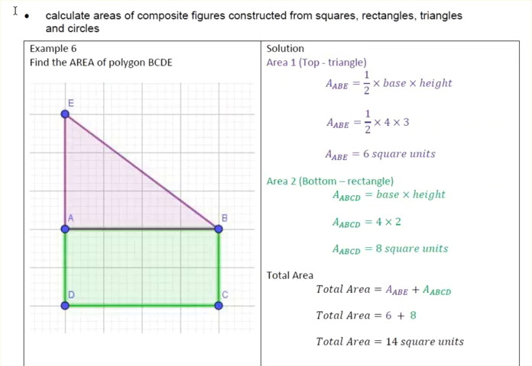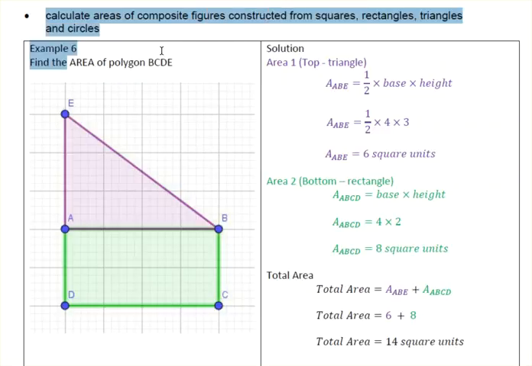This is the third dot point for MM4. So we need to calculate the areas of composite figures constructed from squares, rectangles, triangles, and circles. You can see here that I have a shape with a triangle and a rectangle. So if we find the area of the big shape, the composite shape, we need to add these two together.